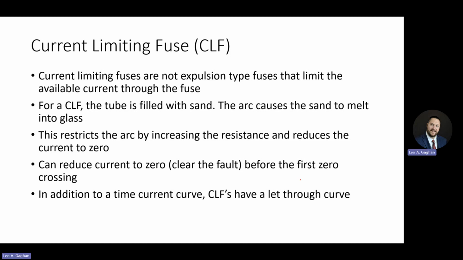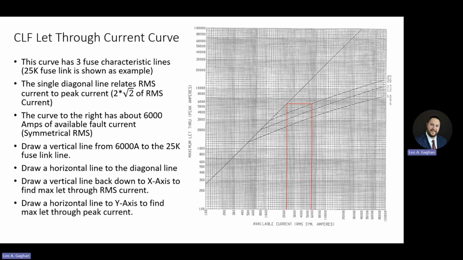In addition to a time current curve, current limiting fuses have a let-through curve. So here's an example of one of those let-through curves. This curve has 3 fuse characteristic lines. This is just a simple 25K fuse, 25 amp fuse shown as an example. The single diagonal line represents the RMS current to the peak current.